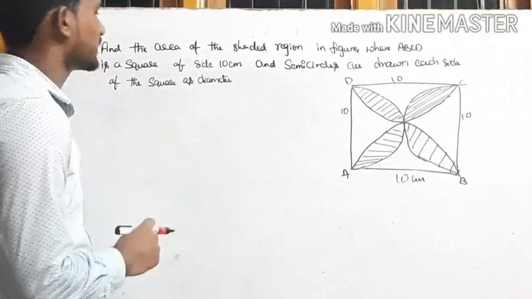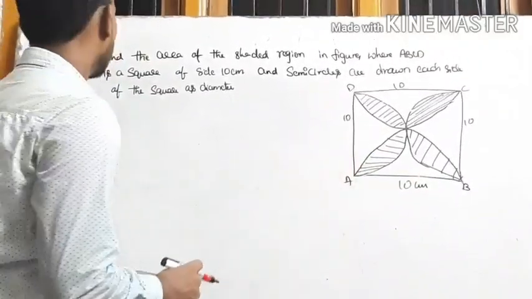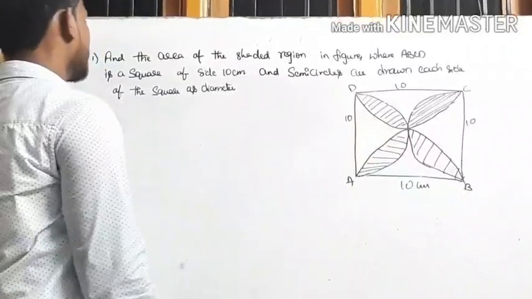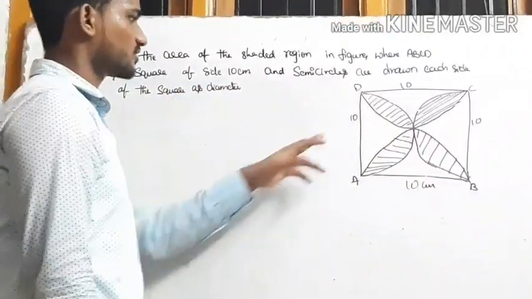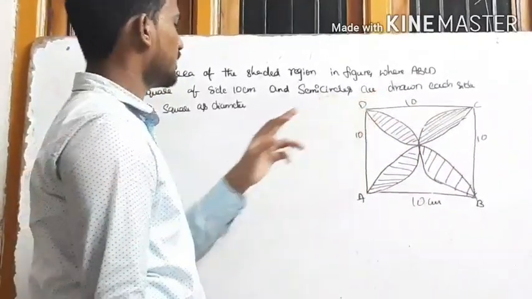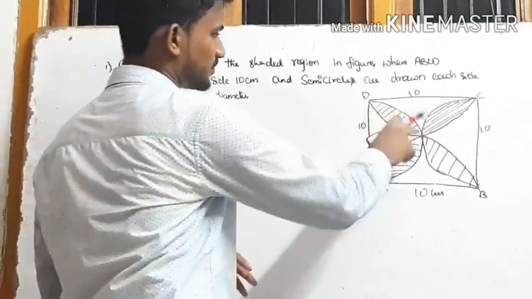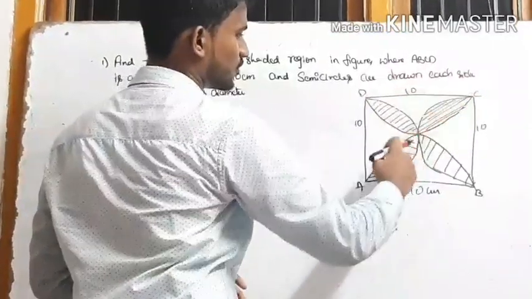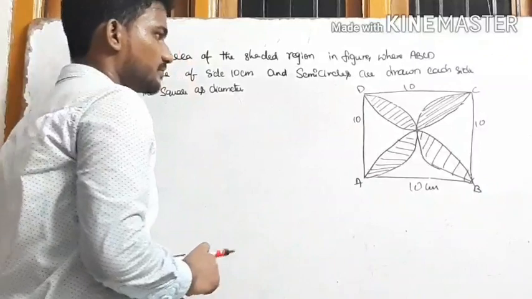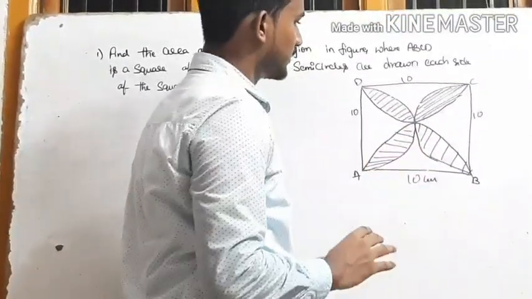Now, if they are given like this: find the area of the shaded region in the figure, where ABCD is a square of side 10 centimeters, and semicircles are drawn with each side of the square as diameter. These are the semicircles on the 4 sides. First we want to find the shaded region.